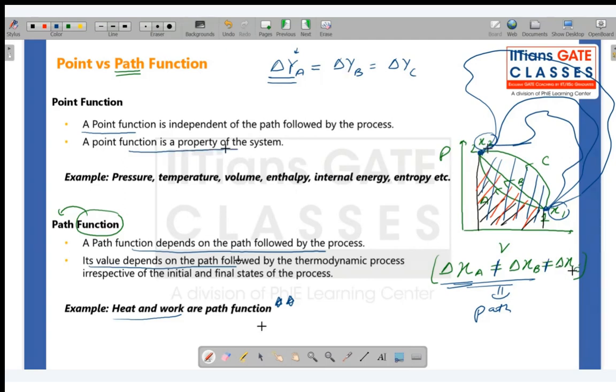A point function is called a property of a system. A point function is a property. A path function is not a property. You have to understand this very clearly. So heat and work are not properties of the system. Pressure, temperature, volume, enthalpy, internal energy, entropy, they are all properties of the system.